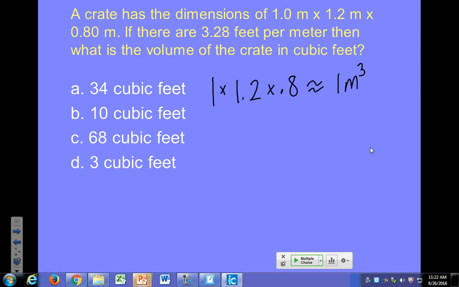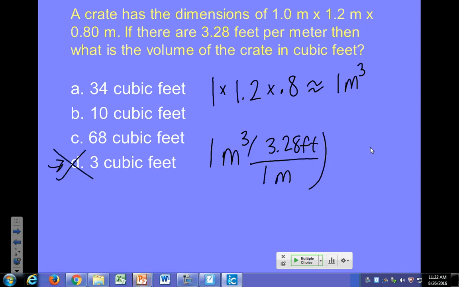So I have 1 cubic meter, and I want to convert that to cubic feet. I know in 1 meter, there are 3.28 feet. And some of you put D, because you stopped at this point, but D is not right. D is like the second most popular answer. I have to cube this in order to make these cancel out properly. 3 cubed is 27, so the one that's closest to 27 is going to be our answer. Or 3.28 cubed is 34.